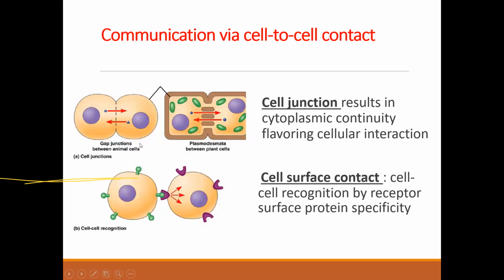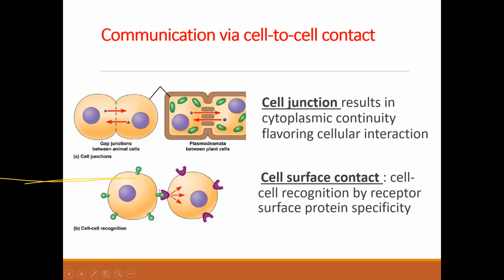This is an example of communication between cells located nearby. We have a structure called gap junction in animal cells, as we learned in the morning, and also a structure we call plasmodesmata in plant cells. These two structures allow communication between two cells which are located nearby. However, sometimes they use cell surface proteins to communicate with each other, like in this diagram. We call this cell-cell recognition by cell surface contact.